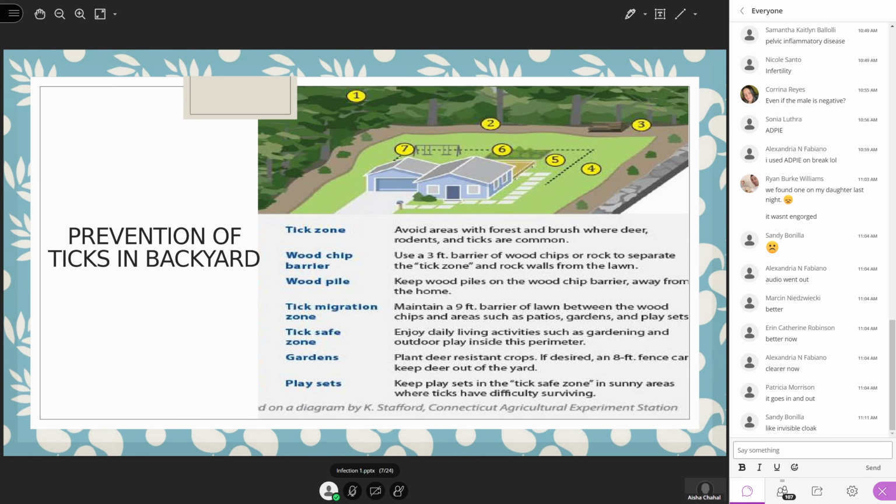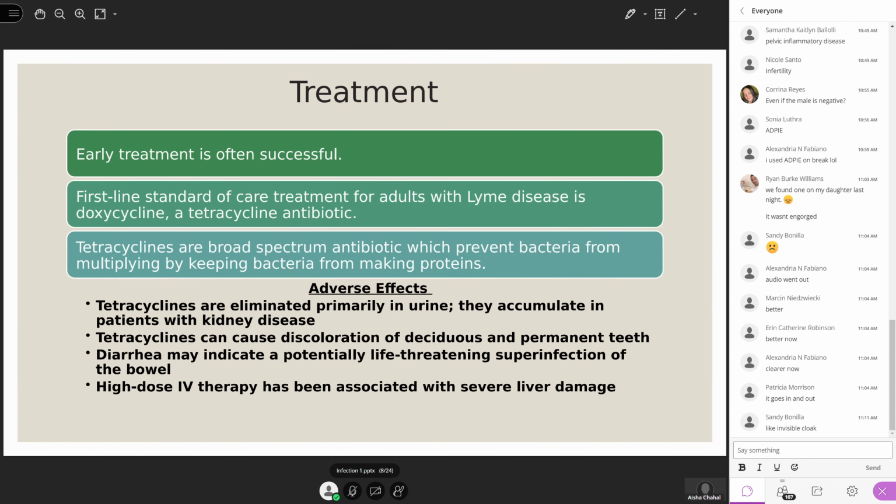These are very simple, like the picture that I put there, prevention of ticks in the backyard. So you make sure that you know the problem areas, avoid going there, or use insect repellents and get these areas cleaned timely, so that we are less at risk.